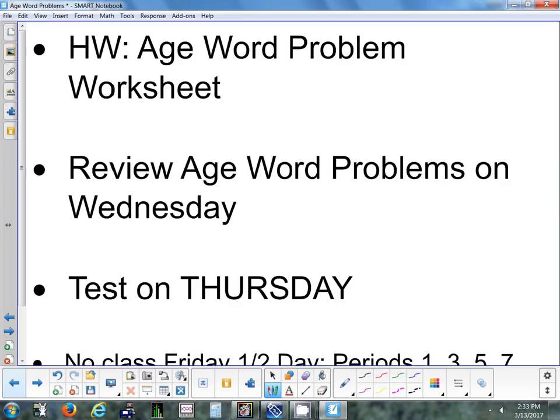Okay, so couple reminders before we let you guys practice another one on your own. The homework tonight will be a worksheet. That'll be due most likely Wednesday, the next time we have class. On Wednesday, we're going to review age word problems, just like we did today. Test on Thursday, because Friday is a half day.